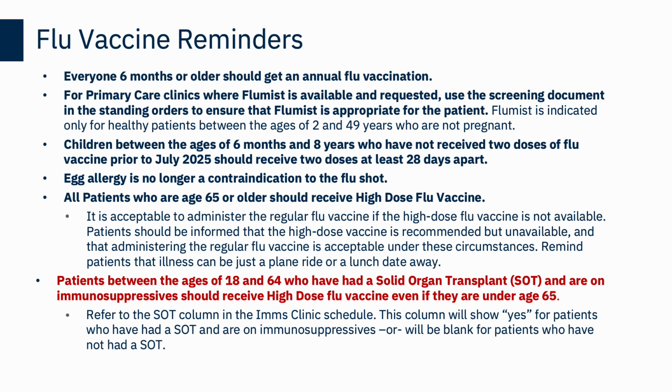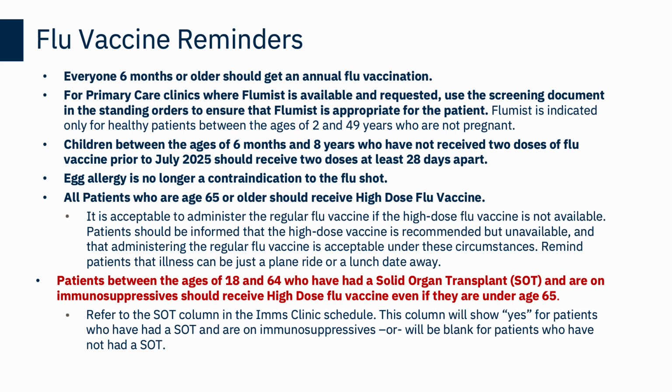Flu vaccine reminders. Everyone 6 months or older should get an annual flu vaccination. For primary care clinics where flu mist is available and requested, use the screening document in the standing orders to ensure that flu mist is appropriate for the patient. Flu mist is indicated only for healthy patients between the ages of 2 and 49 years who are not pregnant. Children between the ages of 6 months and 8 years who have not received 2 doses of flu vaccine prior to July 2025 should receive 2 doses at least 28 days apart.